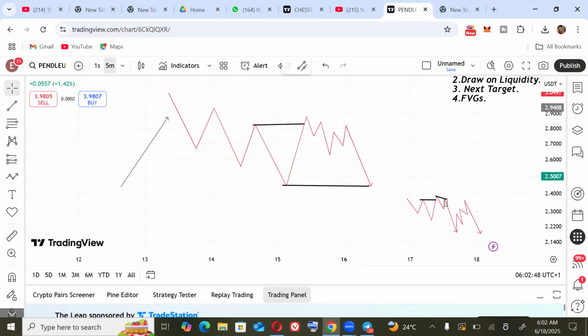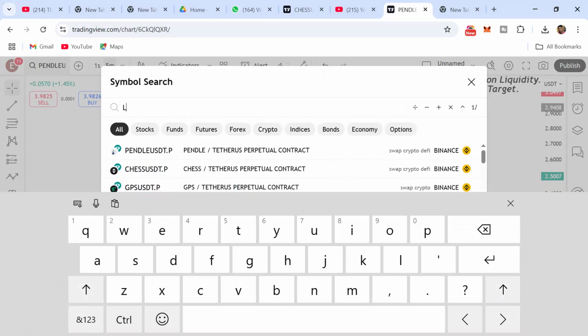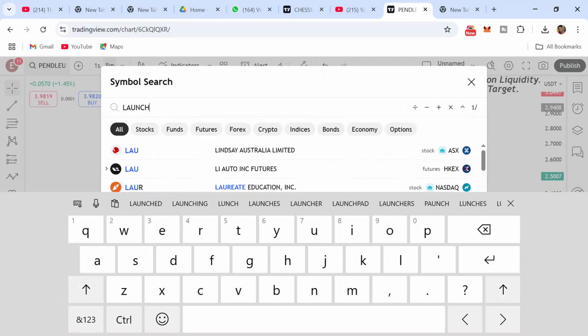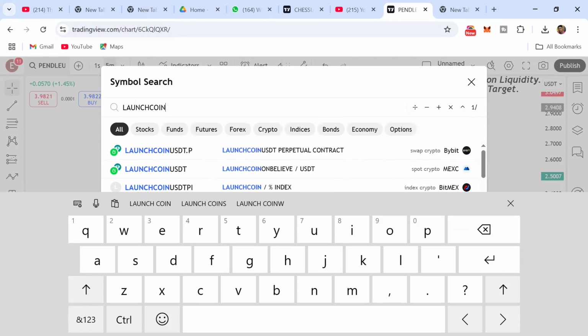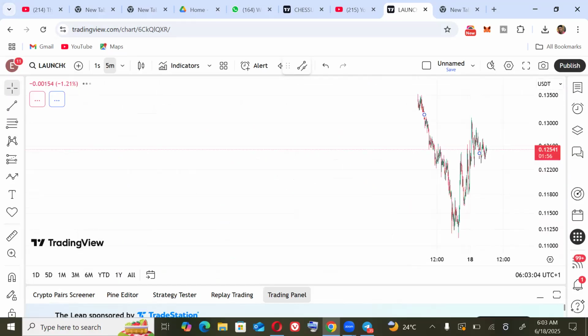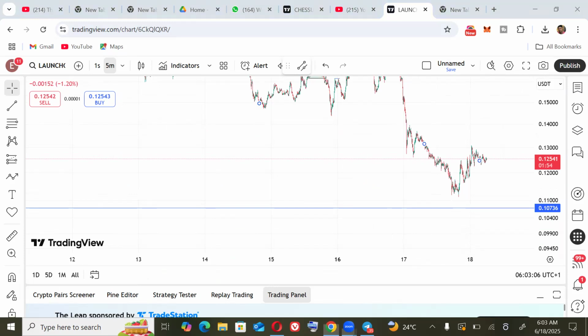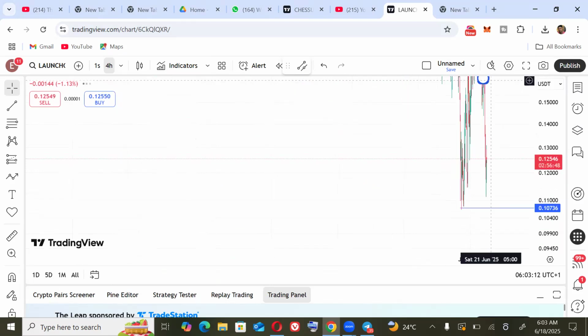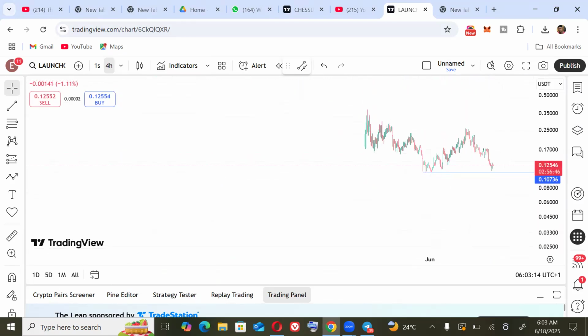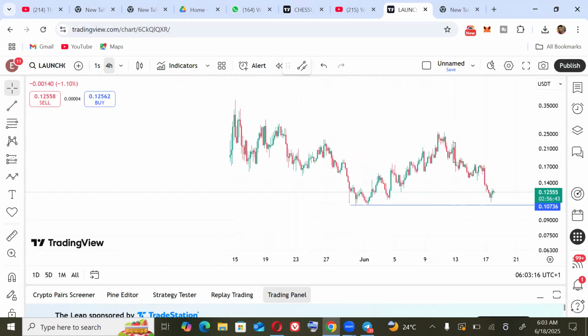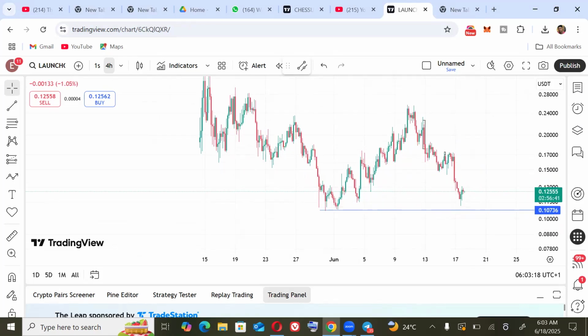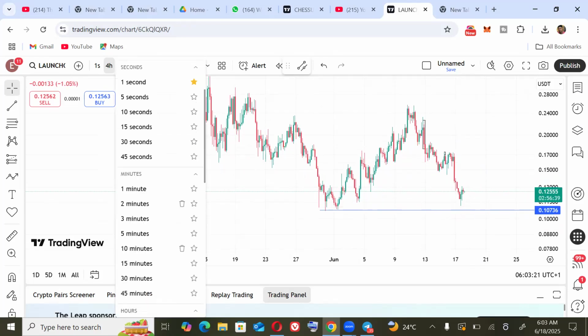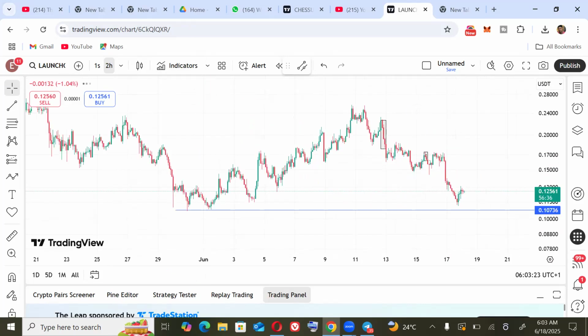I hope so. Now, let me show you a very typical example of what I've just illustrated. This happened. I caught this trade on launch coin. Let me put this on the 4-hour time frame, first of all. So you see what I'm saying. Can you see this? This is a perfect example. Let me put it on 2 hours. Perfect example.